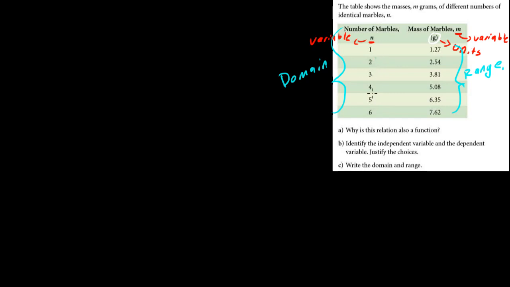But let's see if this relation, which relates number of marbles to the mass of the marbles, is a function. So I just want you to take a look at this, and you can imagine drawing arrows in your head if you'd like to, but really just based on observation, you should be able to see that there is no repeated domain value here. We don't have any repeats here. For this reason, we know that this is going to be a function.